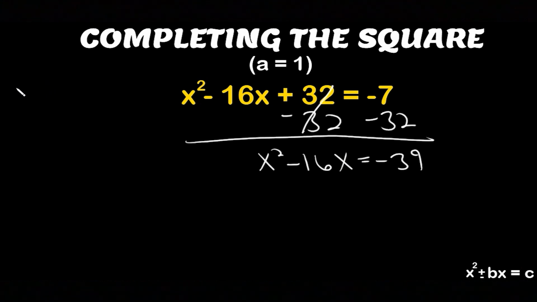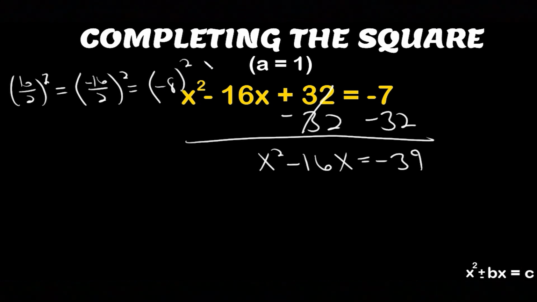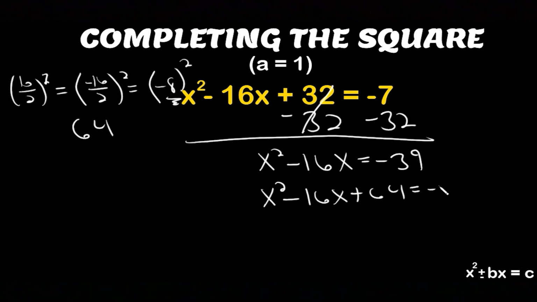We're going to do b over 2 squared on both sides. So b over 2 squared, now my b is negative 16, so negative 16 all over 2 squared is equal to negative 8 squared, right? And we're going to underline this part right here because we need it later. Negative 8 squared will give you positive 64, right? So we have to add 64 on both sides. So I'm going to get x squared minus 16x plus 64 equal to negative 39 plus 64.